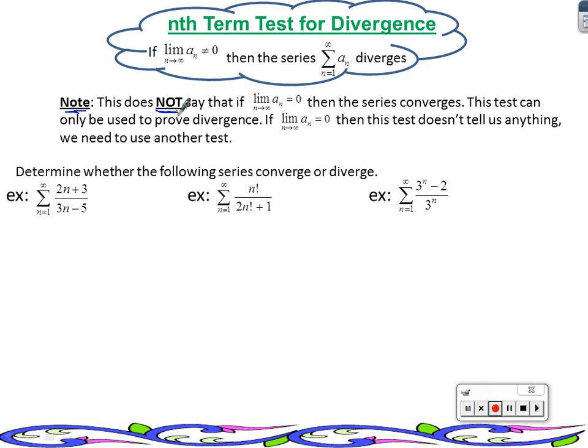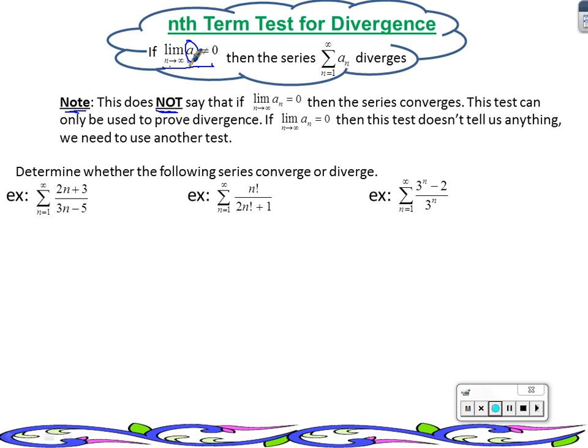It's a handy little test to have, because if we can use this test, we can eliminate some of them just by using this quick little test. Let's talk about what it is. So if I take the limit, now this is our nth term. This is the little formula that generates all of our terms. That's why it's called the nth term test for divergence.